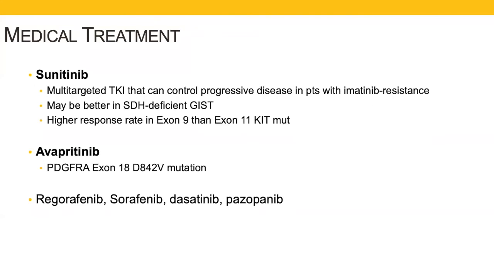An alternative agent besides Gleevec is sunitinib. It's another multi-targeted tyrosine kinase inhibitor that can control progressive disease, especially in patients with imatinib resistance. And this is usually a better first-line agent for the SDH-deficient wild-type GISTs, and also shows a high response rate in the exon 9 as compared to the exon 11 KIT mutation.